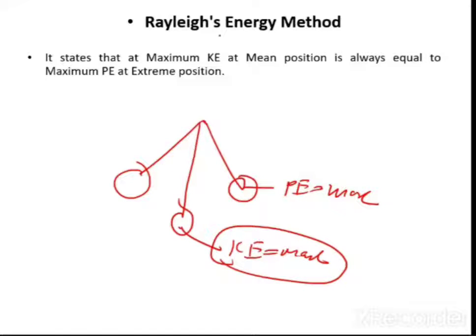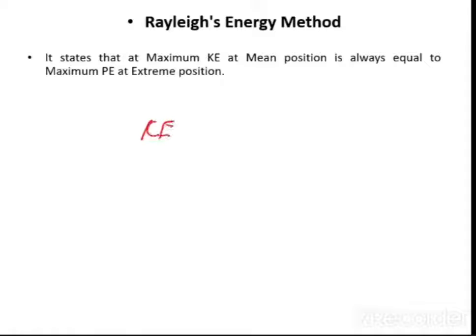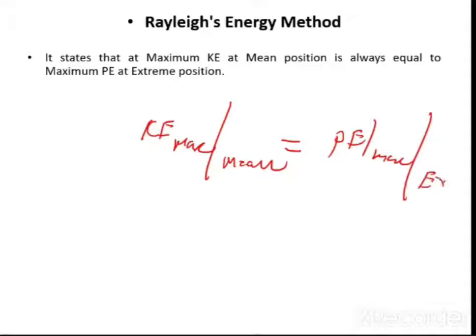So what does Rayleigh's energy method state? It states that the maximum kinetic energy at the mean position is always equal to the maximum potential energy at the extreme condition. Meaning, what they are saying is that KE maximum, which is maximum at the mean position, is always equal to potential energy maximum at the extreme position.